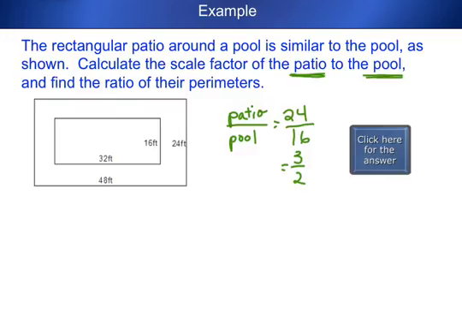And then I want to calculate the perimeters and find the ratio of the perimeters, the perimeter of the patio to the perimeter of the pool. I'd like you to pause, and find the ratio, again, of the perimeters. Press play when you're ready to see the answer.